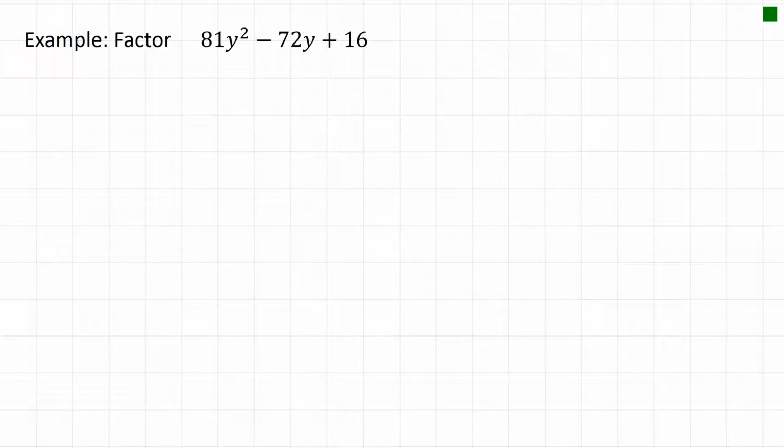So if we have this trinomial staring us in the face, we can ask ourselves, is it a perfect square trinomial? And the way we do that is we identify what a and b are. So 81y squared would come from (9y) squared. We have minus 72y. And then plus 16 would come from plus 4 squared. So that means our a is 9y and our b is 4.